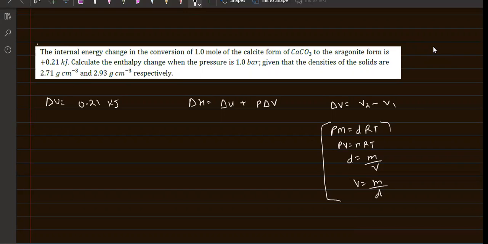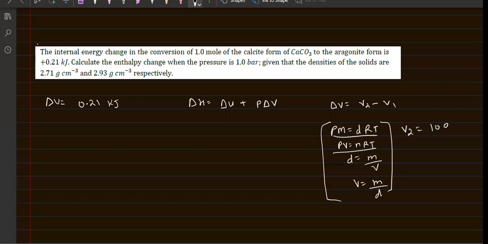So obviously this is and this is not needed because mass is already given. Mass is already given, right? How? This is 1 mole of calcite, 1 mole of CaCO3. We know that 1 mole will have molecular mass, which is 100. Mass is already 100, right? Mass cannot be something else. So V2 would be mass by density.